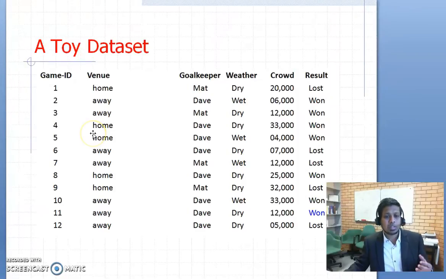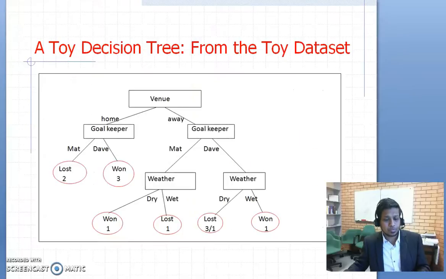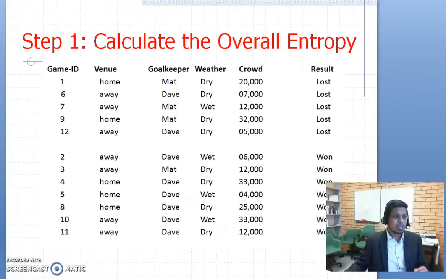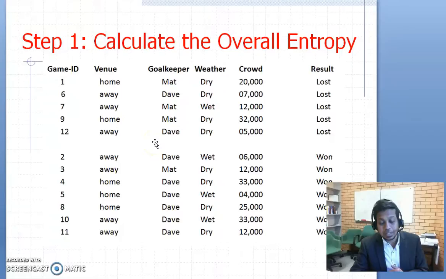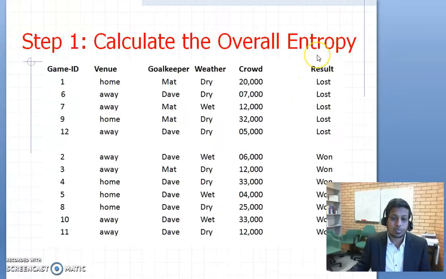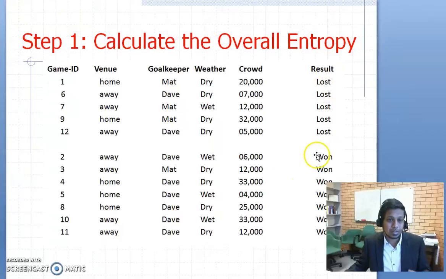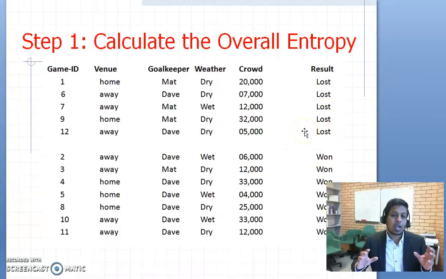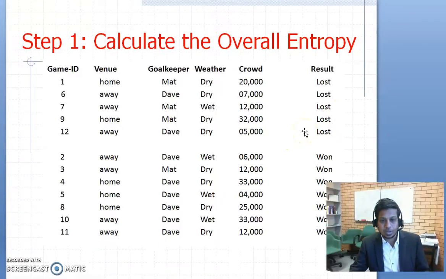So how on earth could the decision tree algorithm pick venue as the root node? Let us explain that. It first calculates the uncertainty in the whole data set. Uncertainty can be calculated by entropy. Entropy is a measure of uncertainty, and it applies the entropy formula on the whole data set and calculates the overall uncertainty of the whole data set.